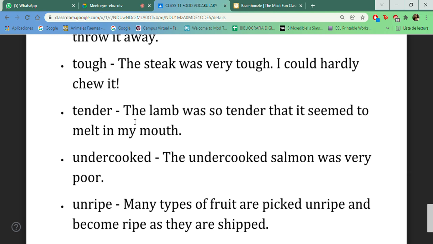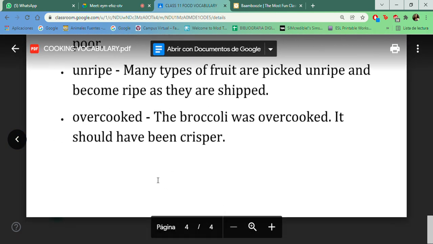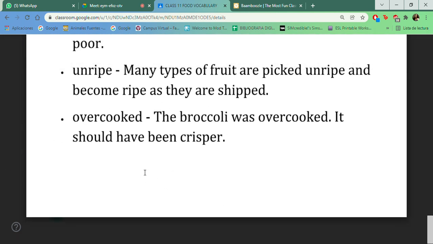Unripe is the opposite of ripe. Many types of fruit are picked unripe and become ripe as they are shipped. Shipped, when you ship something. Okay. Good. Overcooked: the broccoli was overcooked, it could have been crisper, for example. It's just an example, of course.